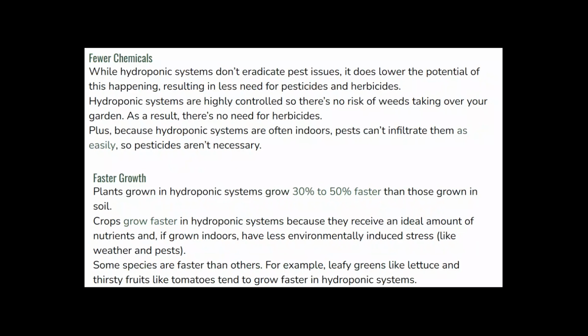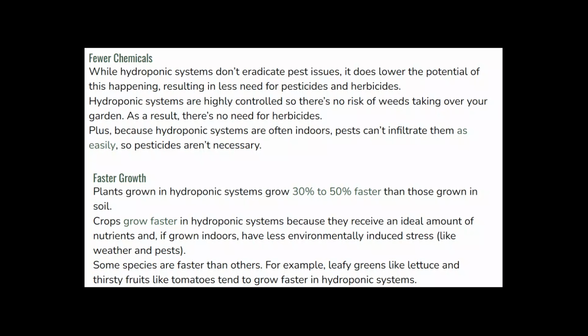There are fewer chemicals. While hydroponic systems don't eradicate pest issues, they do lower the potential of this happening, resulting in less need for pesticides and herbicides. Hydroponic systems are highly controlled, so there's no risk of weeds taking over the garden. In hydroponic systems, there aren't going to be any weeds, and as a result, there's no need for herbicides. Plus, because hydroponic systems are often indoors, pests can't infiltrate them as easily, so pesticides aren't necessary.